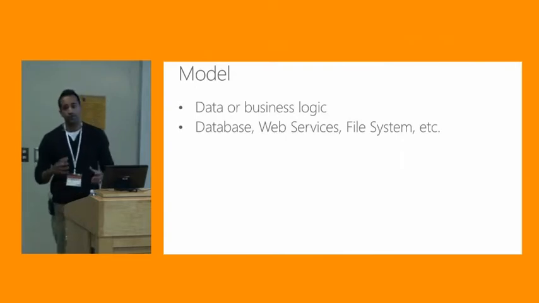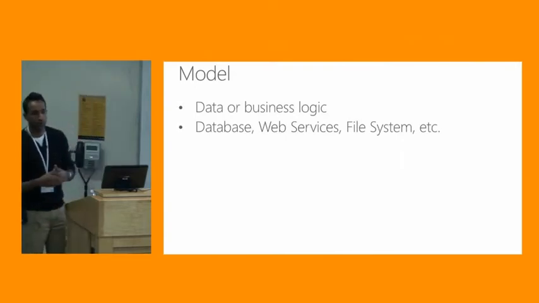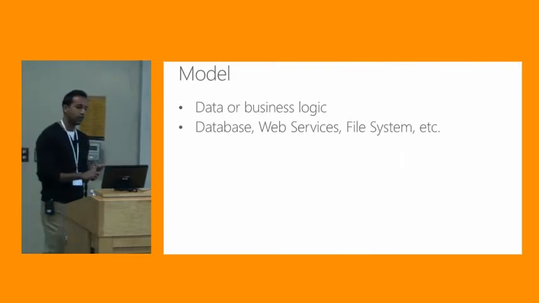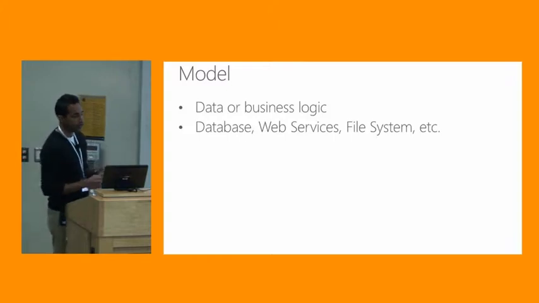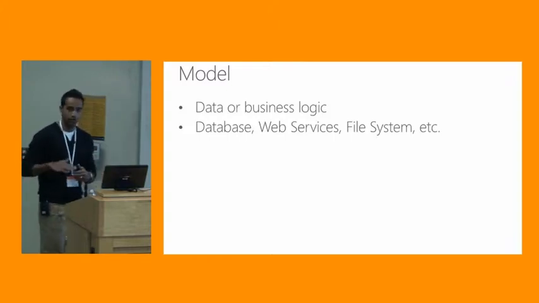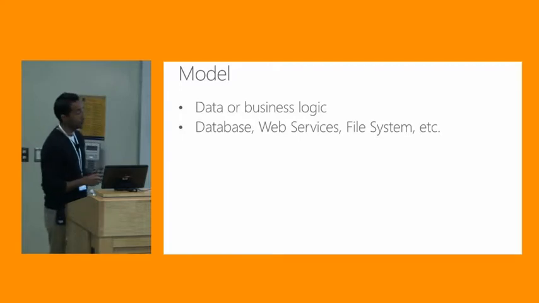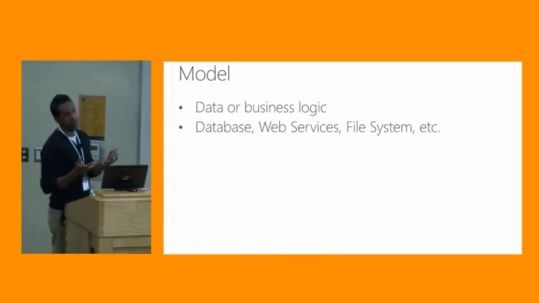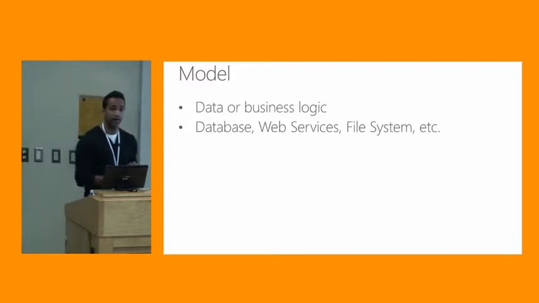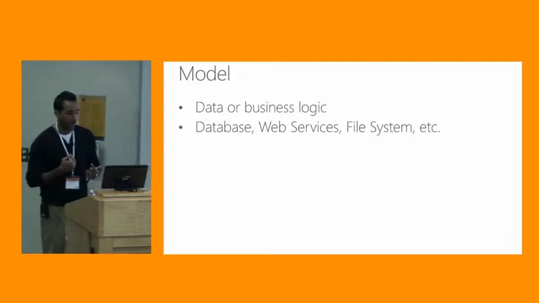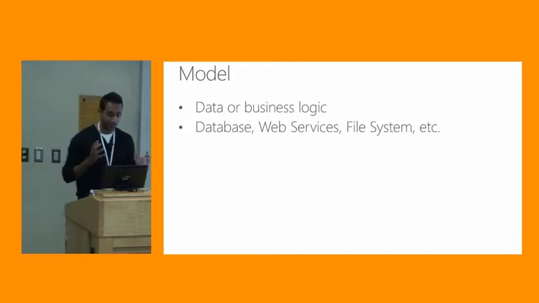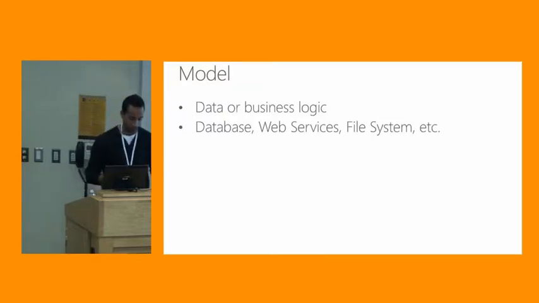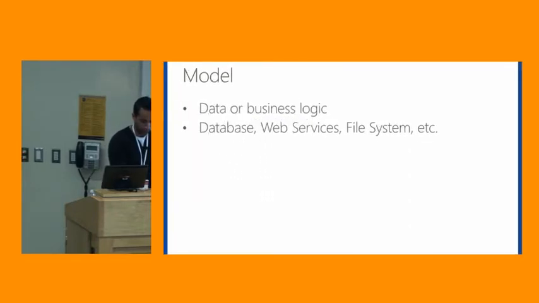Okay, so in the MVVM pattern, you've got three things: a model, a view model, and a view. First, the model is the lowest level, if you think of it as a layer cake. Your model is where all your data and your business logic goes. Data could be from a database, it could be a web service, like in my example, where it's OData from Netflix, or it could be a file system, anything like that. That's where you put that data.